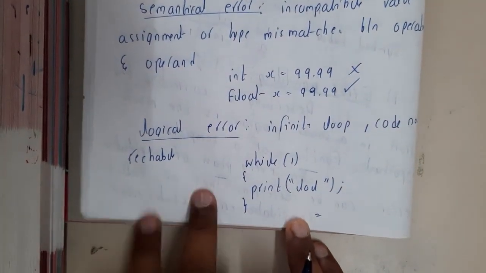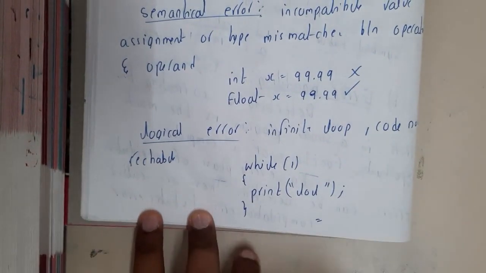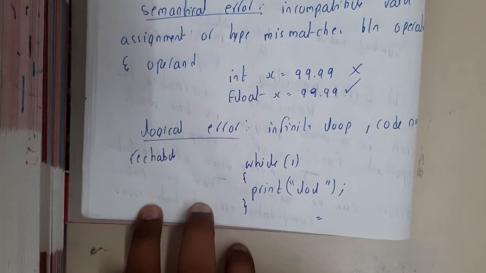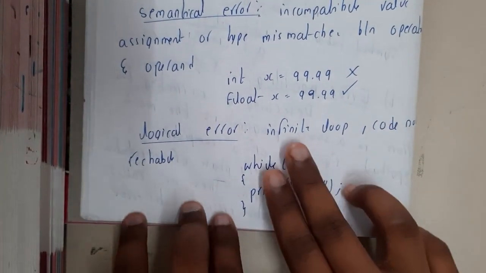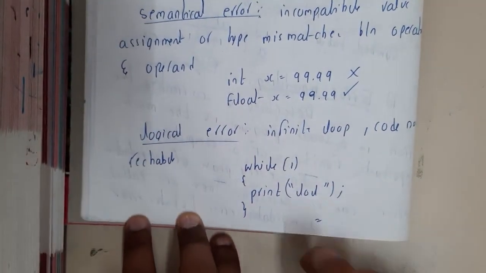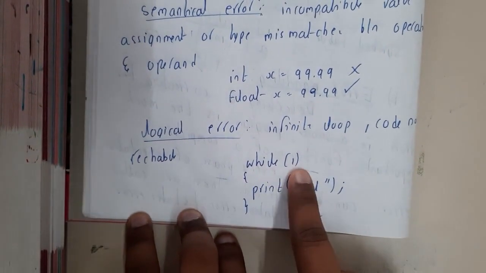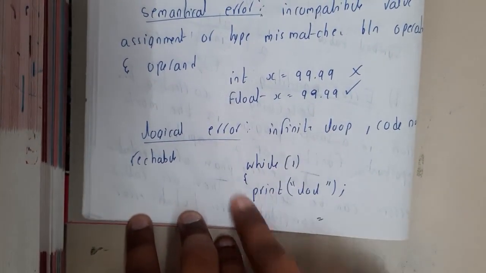Similarly, logic errors. Logical errors are nothing but whenever you are going into infinite loops, out of bound errors and all those things, those come under the logical errors. So infinite loops, code that cannot be reached. Here you wrote while(1) print lol. Here this will be printed again and again, guys. In that way.